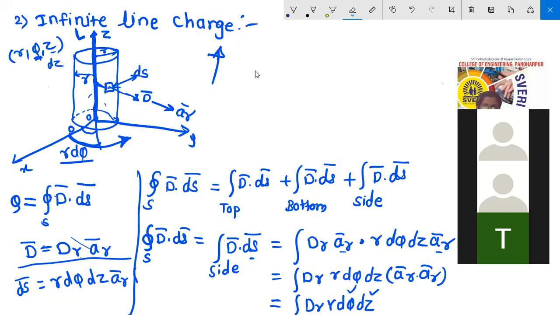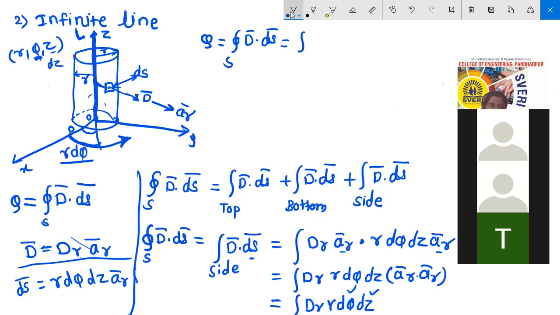So I'll first write the equation here, and then I will write. So the equation is, we are finding Q, which is equal to the surface integral of this D bar dot dS bar, which is equal to the integration of D_r r d phi dz.